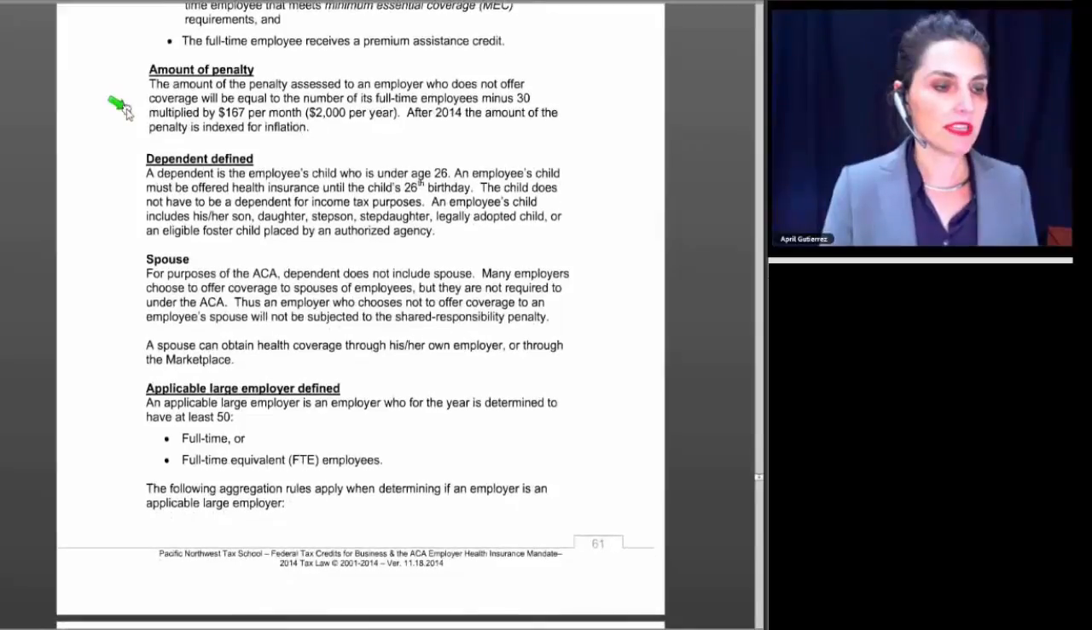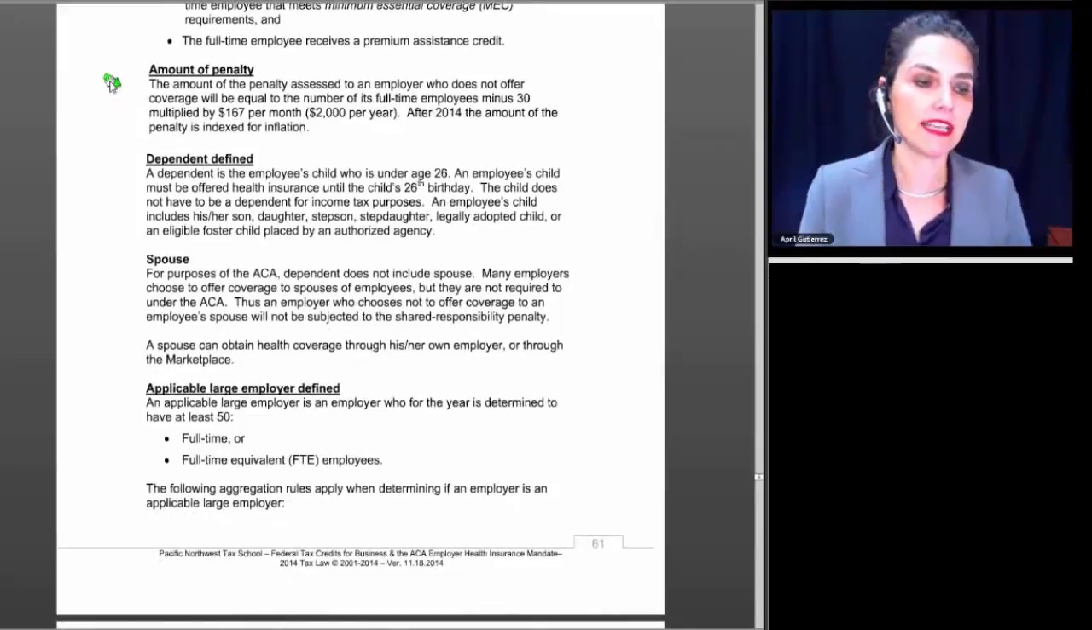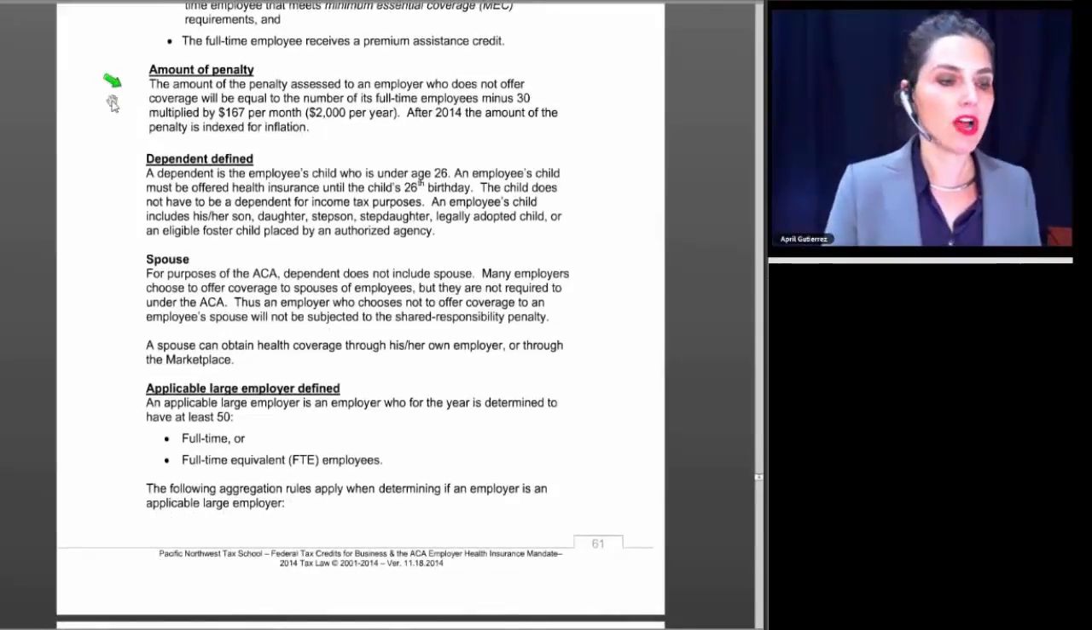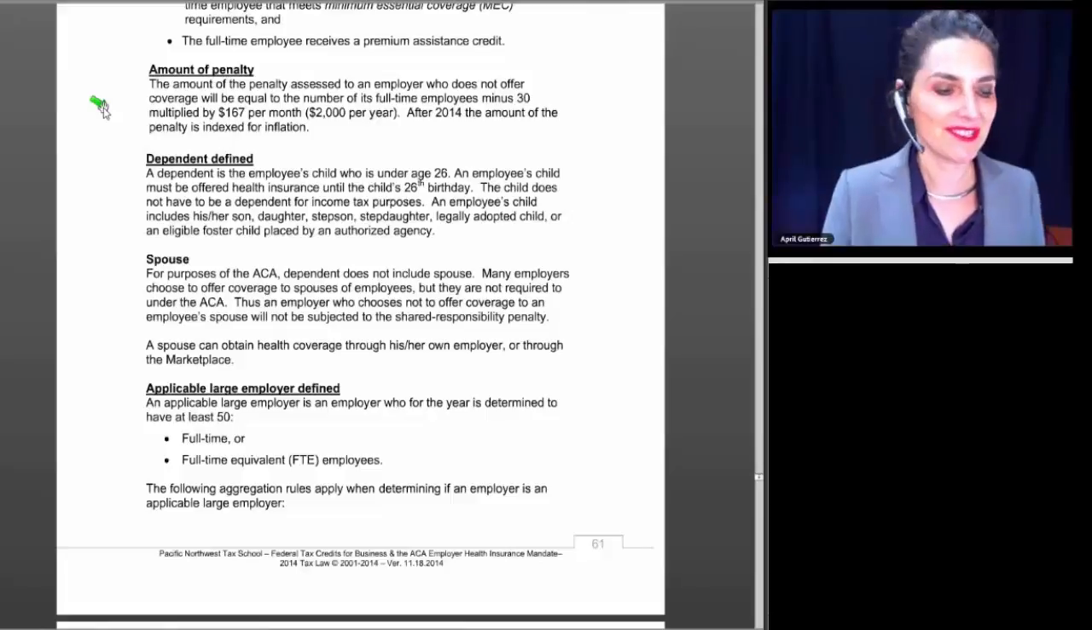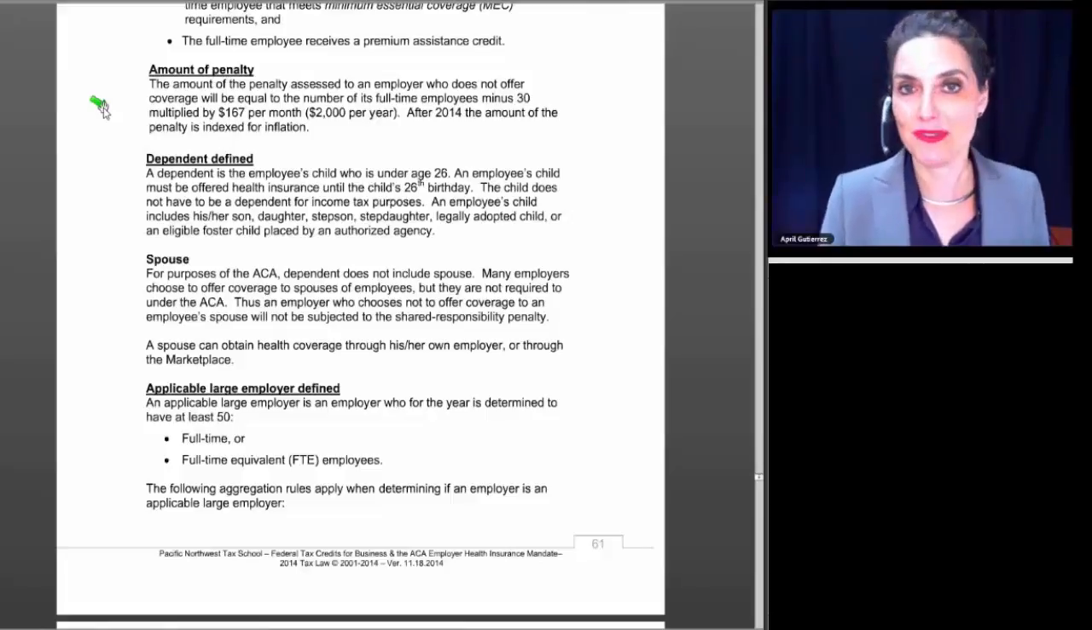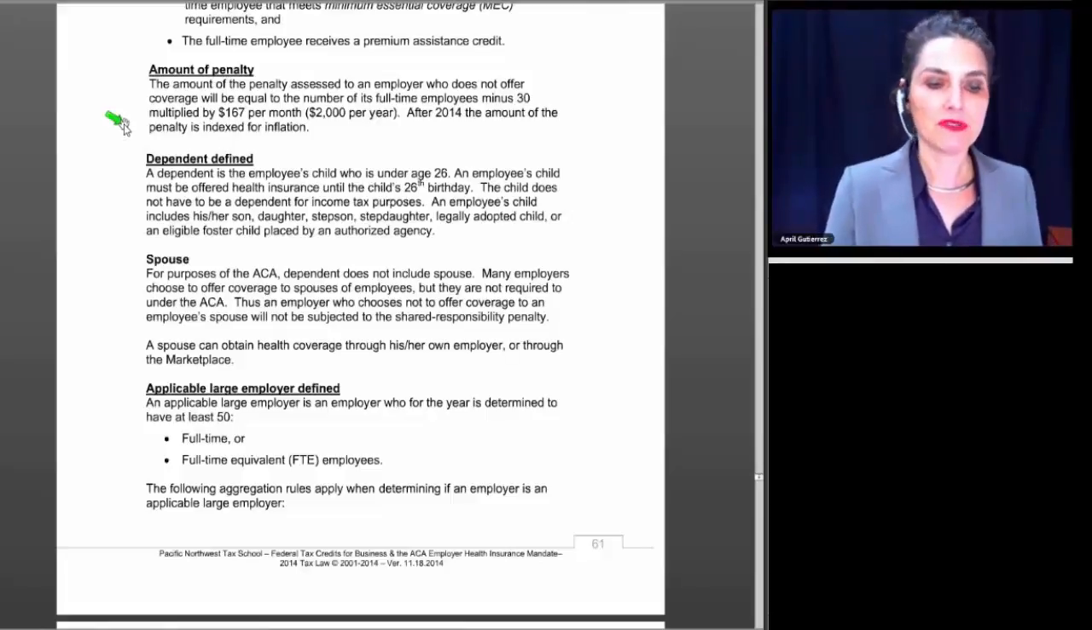How much is the penalty? Well, the amount of the penalty assessed to an employer who does not offer coverage will be equal to the number of its full-time employees minus 30 multiplied by $167 per month, or $2,000 per year. After 2014, the amount of that penalty will be indexed for inflation.